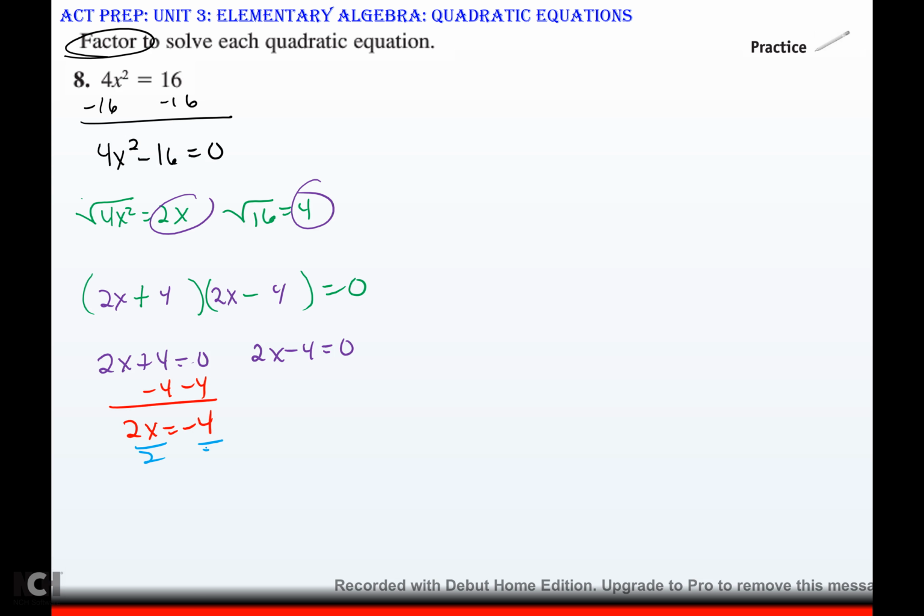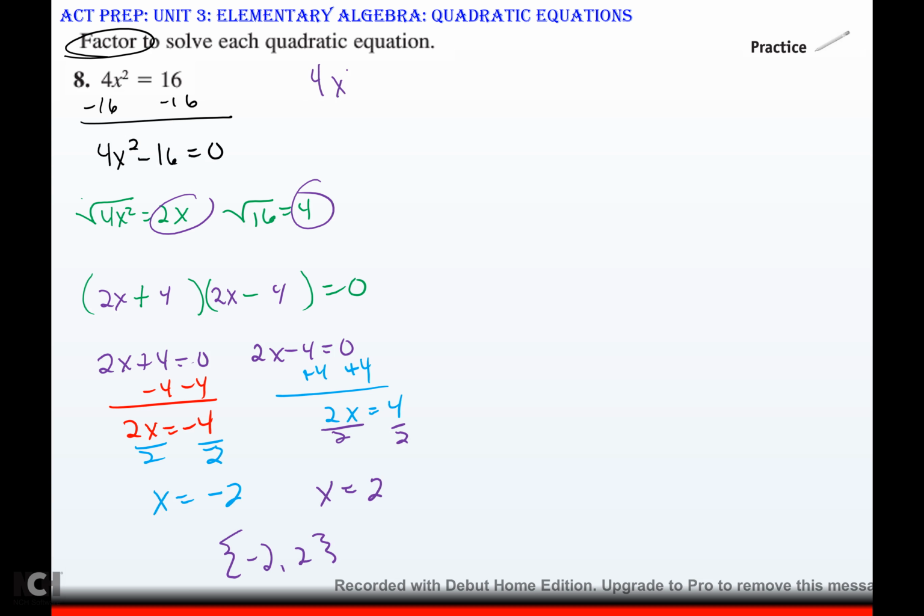Divide by 2, and x equals negative 2. Add 4, 2x equals positive 4. Divide by 2, and x equals positive 2. So my solutions are negative 2 and positive 2. Let me just show you something in case.